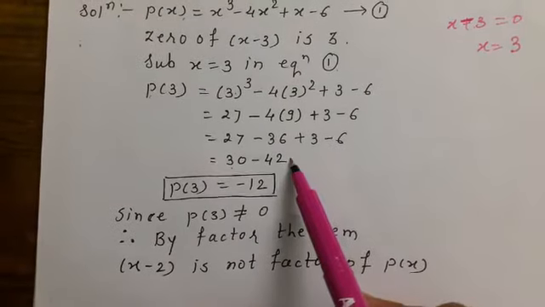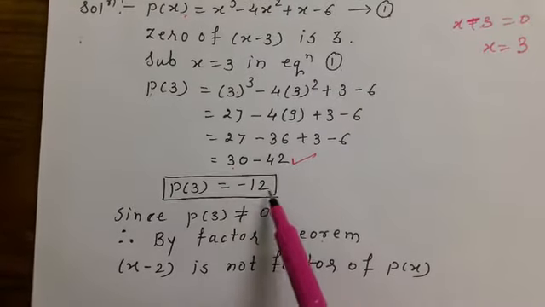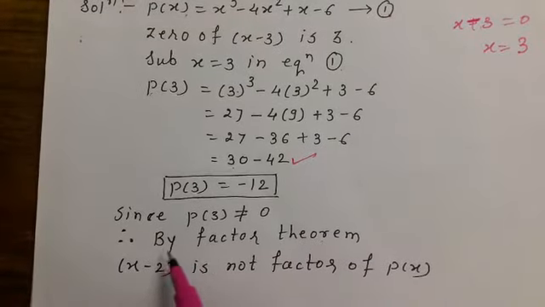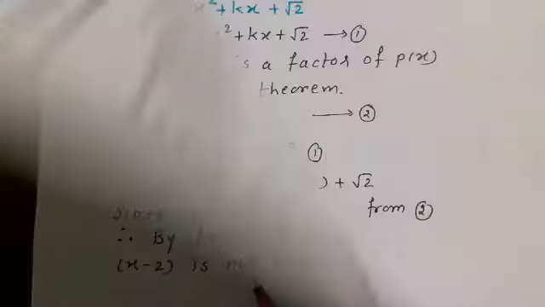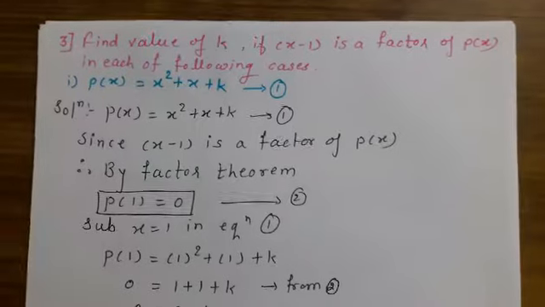If we do the calculation, we will get minus 12. P of 3 is equal to minus 12. Since P of 3 is not equal to 0, therefore by the factor theorem, x minus 2 is not a factor of P of x.